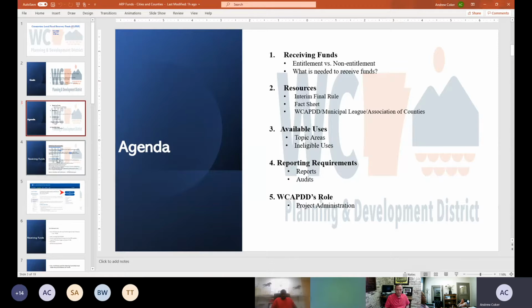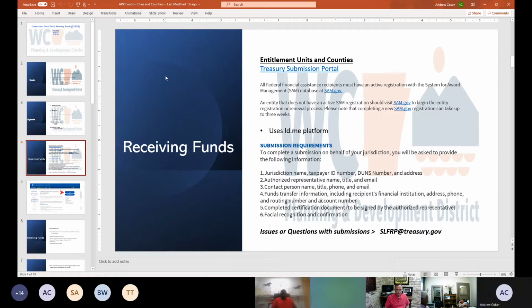So first to start, we're going to talk about receiving funds. For the entitlement units and counties, so this is municipalities with population over 50,000 and our counties, you are going to be going through the Treasury submission portal.